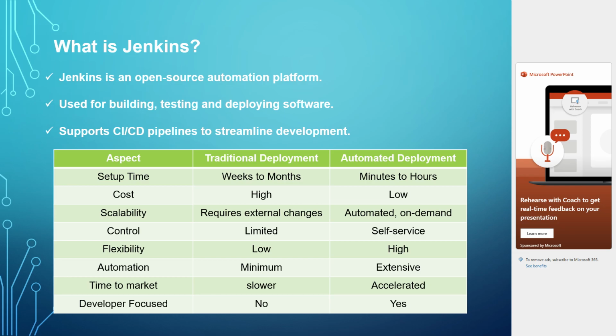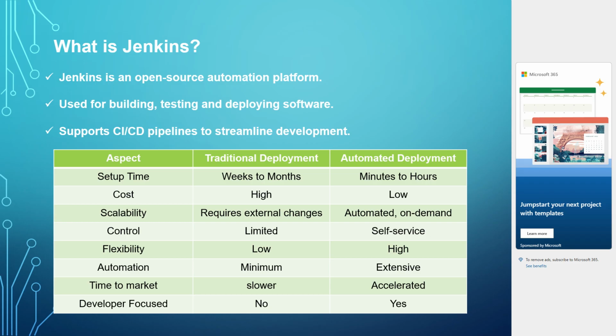Moving to next. Now let's focus on what Jenkins is. Jenkins is an open source automation platform. It is used for building, testing, and deploying software, and it supports CI/CD pipelines to streamline development. As we covered in the previous slide, Jenkins is one of the tools that gives us a CI/CD platform. Now here you can see a table below, which talks about key differences between traditional deployment and automated deployment using Jenkins.